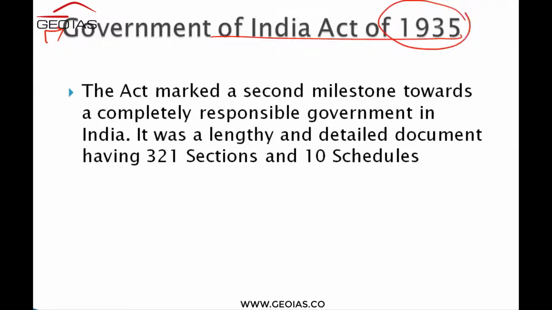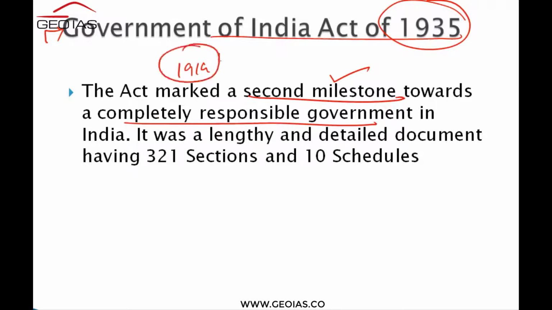So what is this? This act marked a second milestone towards completely responsible government. Starting 1919 was the first milestone for responsible government, and this is the second milestone for completely responsible government. It was a lengthy and detailed document. Why is it lengthy and detailed? Because it consisted of 321 sections and 10 schedules. So it is the lengthiest act passed by the British Parliament for India. As we move further, we will look at the provisions of this Government of India Act of 1935.